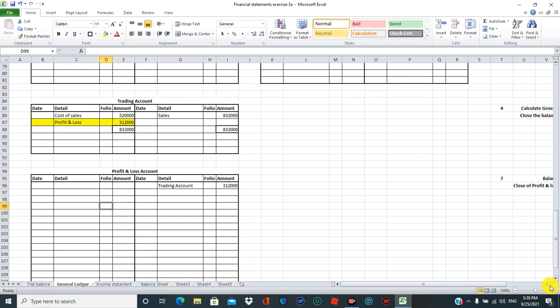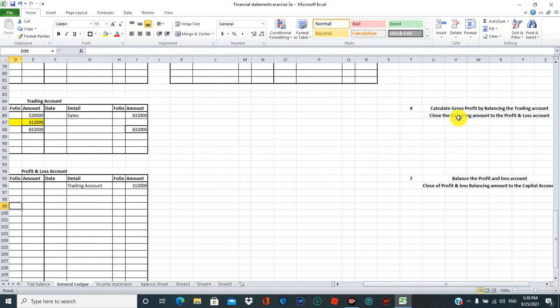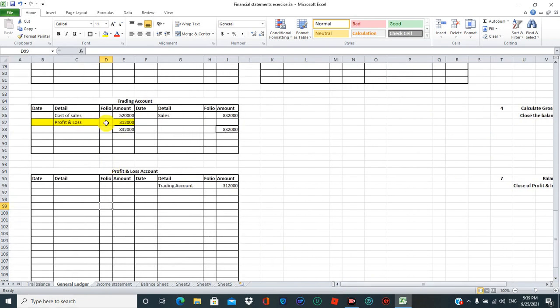So once again, we calculated the gross profit by balancing the trading account, and we closed the balancing amount off to the profit and loss account. So that amount went there. Okay. Remember, debit balance goes to the credit side of whichever account you have to move it to, or you have to close it off to. And if it's a credit balance, it would go to the debit side. All right, so just keep that in mind as we go.